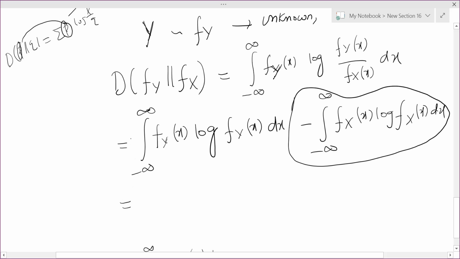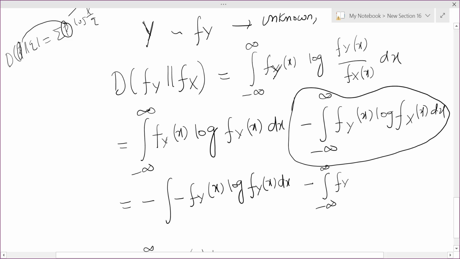Okay, so actually this I can write as minus integral fy of x log fy of x dx, minus, so this is now fy here and fx here. Okay, so minus fy of x log of fx of x, which is 1 over under root of 2 pi sigma square e to the power minus (x minus mu) square divided by 2 sigma square. Sorry, I will repeat.